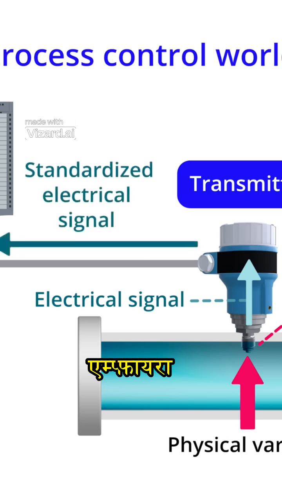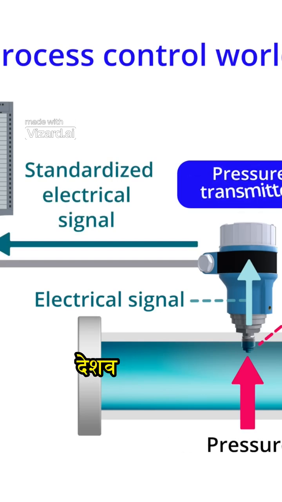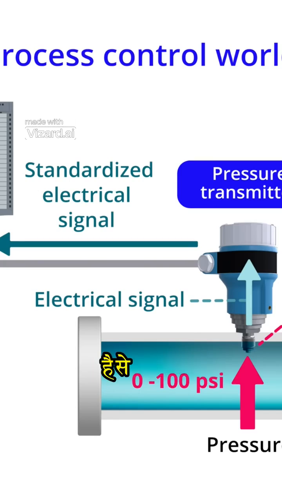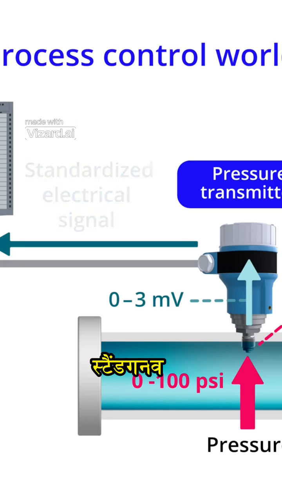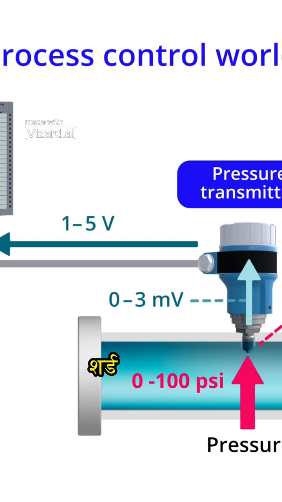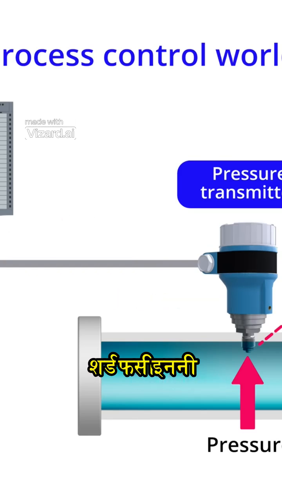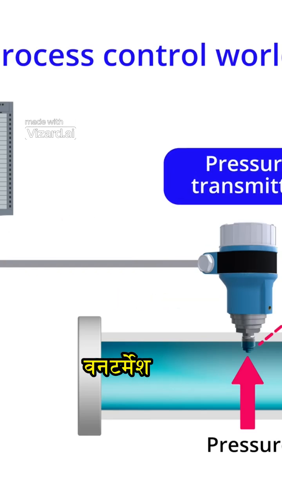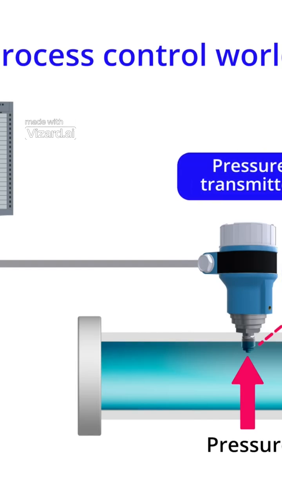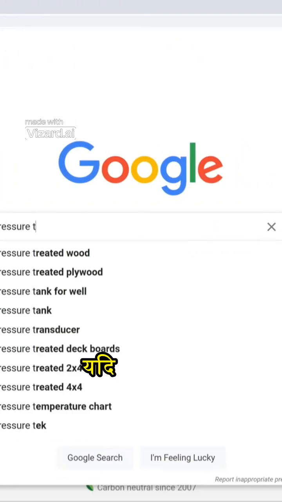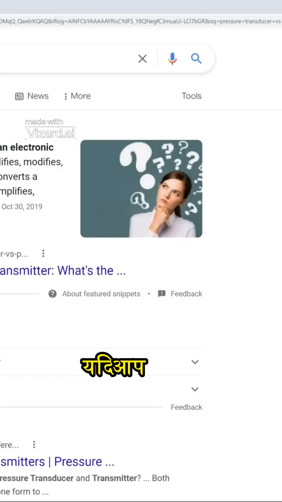Here's an example. We're measuring a process pressure with a range of 0 to 100 psi. Our sensor transducer performs the initial measurement and converts it to an electrical signal of 0 to 3 millivolts. The transmitter then converts that signal to a standard signal of 1 to 5 volts, which is received by a PLC analog input module. Many vendors use the terms pressure transmitter and pressure transducer interchangeably. But we now know that the two devices are not the same. So, it's buyer beware.